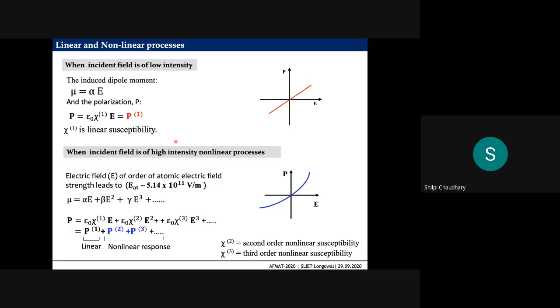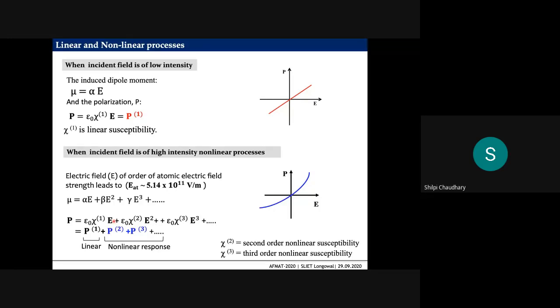When I say very high intensity electric field, what I mean is that the electric field which we apply to the material is of the order of the atomic electric field strength. That should be roughly of the order of 5 into 10 to the power 11 volt per meter. Similarly, we can write down the expression of the polarization vector, which we can clearly see is no longer a linear function of the applied electric field, right?